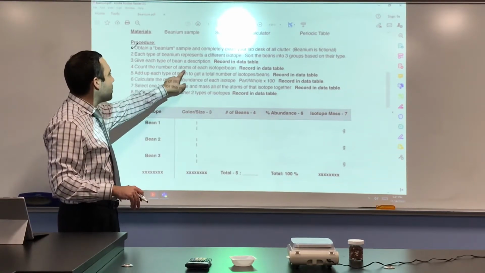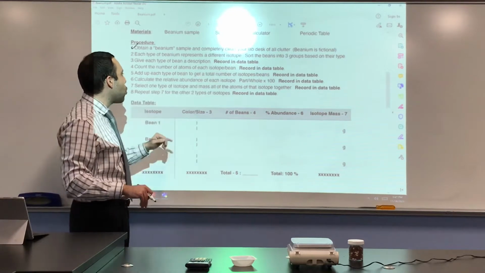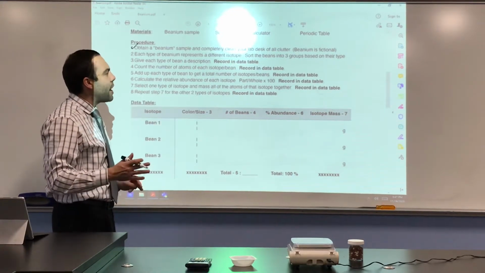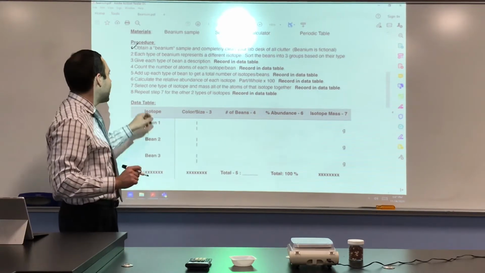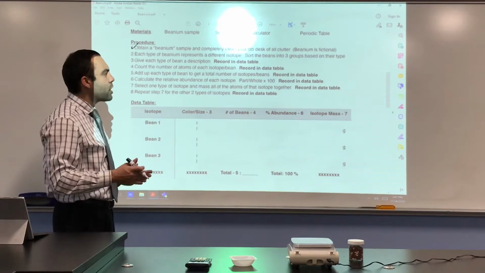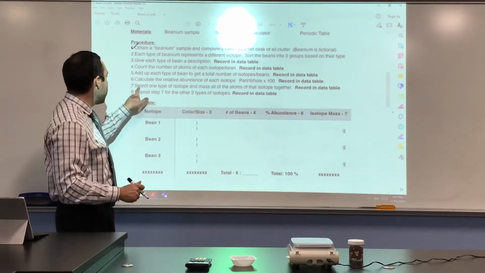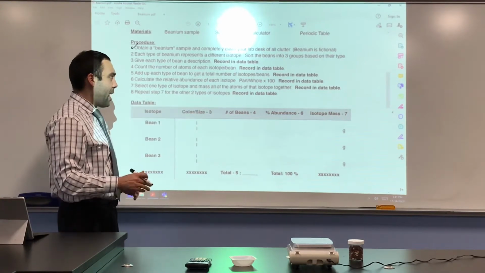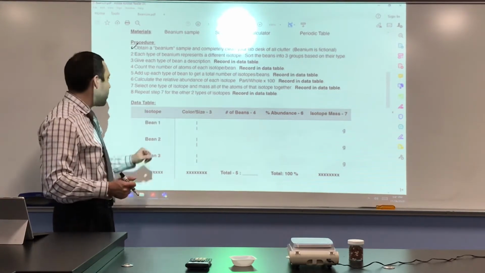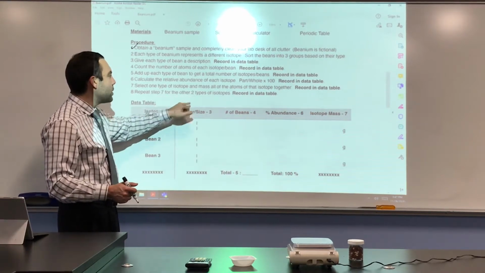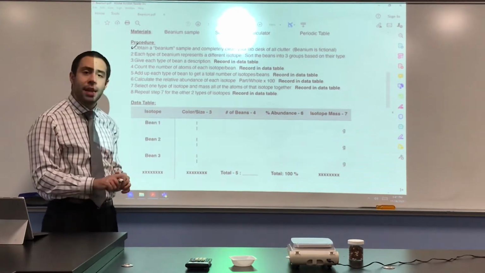Count the number of atoms of each isotope/bean, recorded in the data table. Add up each type of bean to get a total number of isotopes/beans, recorded in the data table. Calculate the relative abundance of each isotope, part over whole times 100, recorded in the data table. Select one type of isotope and mass all of the atoms of that isotope together, recorded in the data table. And finally, repeat step 7 for the other 2 types of isotopes, recorded in the data table.